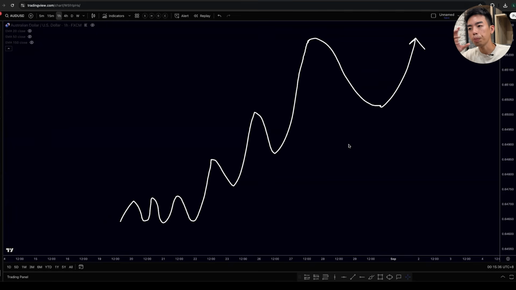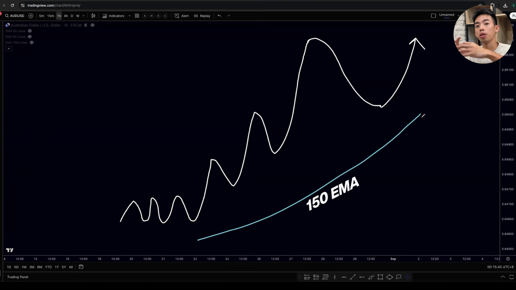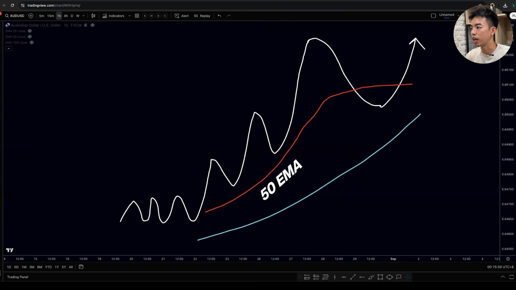And if I were to plot out where the moving averages are, the bigger moving average will look something like this, because it's taking a lot more data, so it's further away from the price. Now, if we look at the 50 EMA, it's going to look closer to the price. And then if we take the 20 EMA, it's going to look a lot closer. It's going to stick to the price a lot like that and like this.